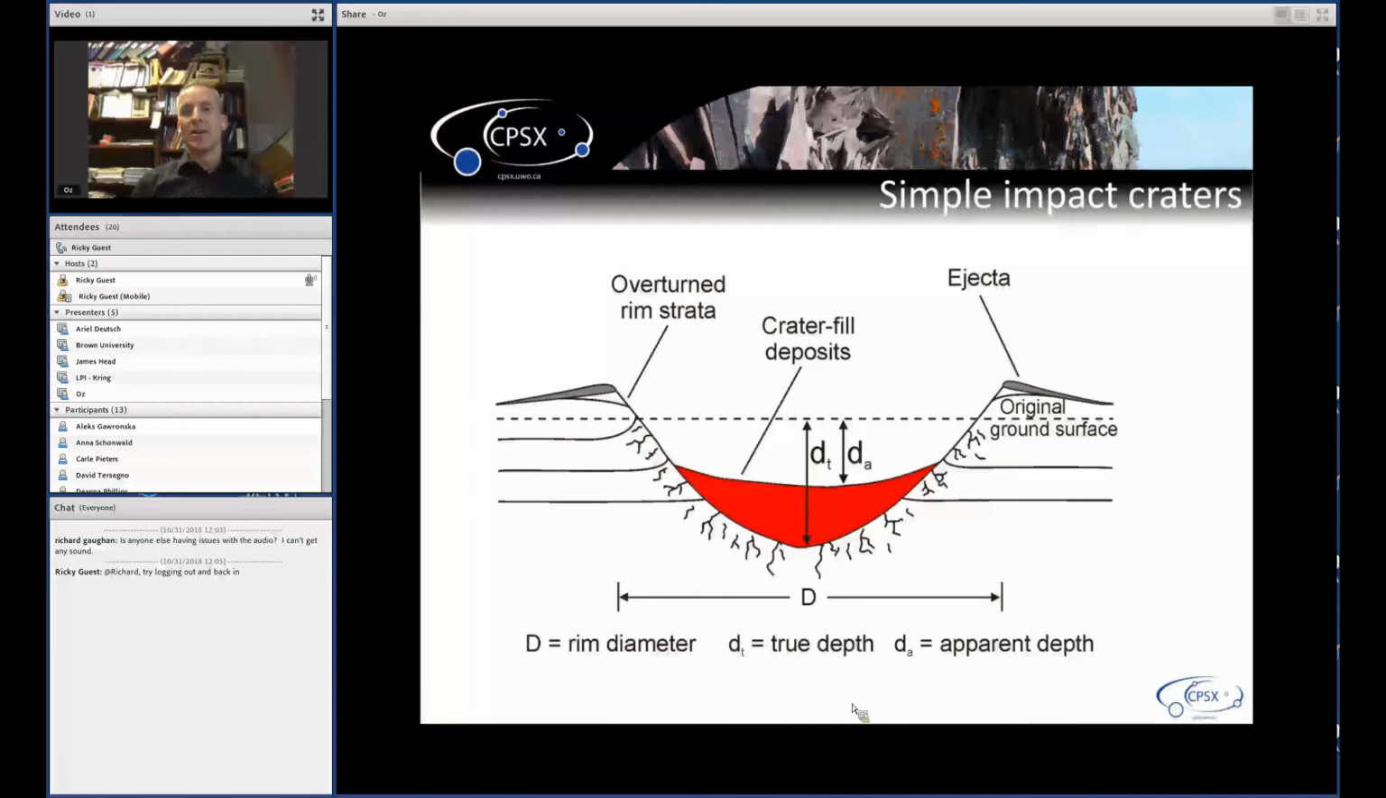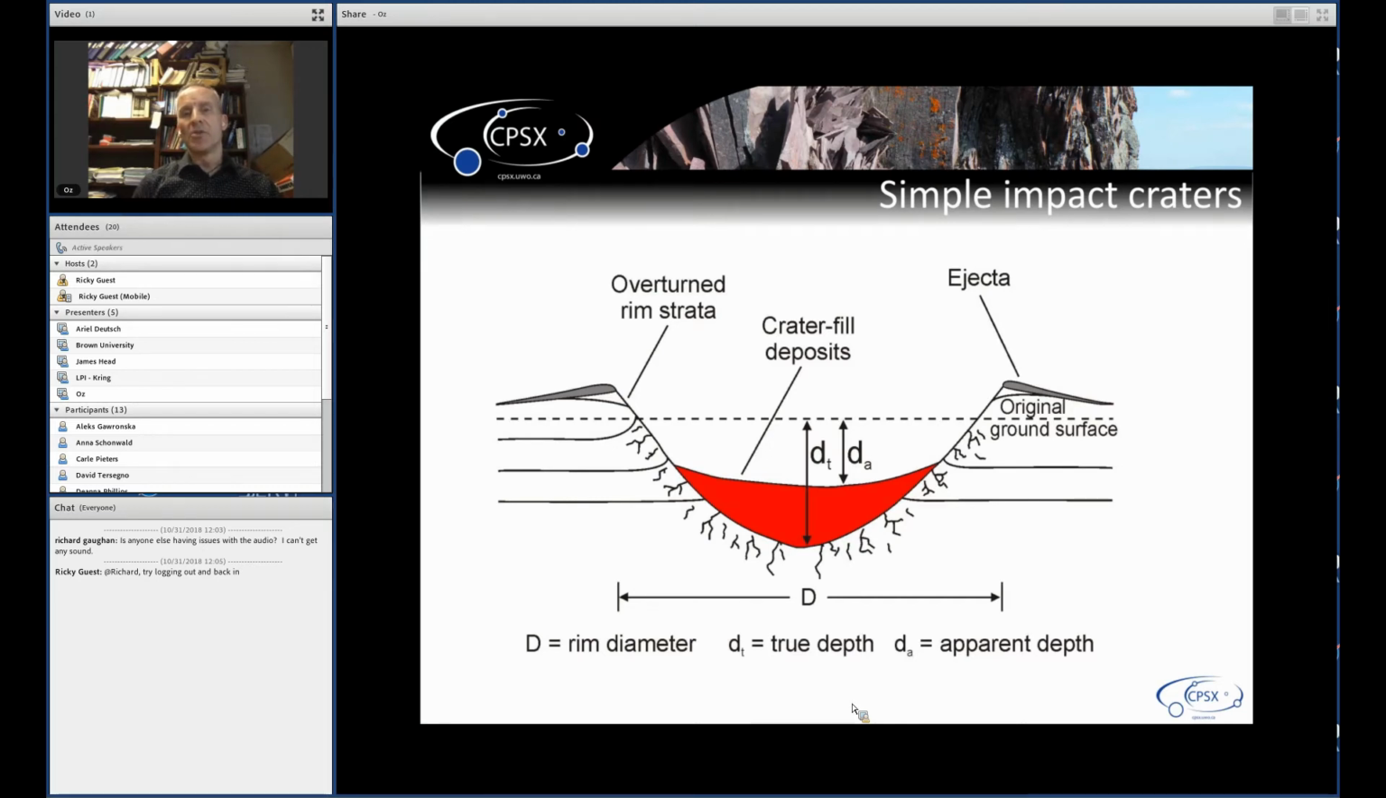So for small craters on Earth, this cutoff is around 3 or 4 kilometers across. On the moon, because the gravity is lower, simple craters can be up to about 20 kilometers in diameter. We have your characteristic simple impact crater. And so this is a schematic cross-section you're looking at here.